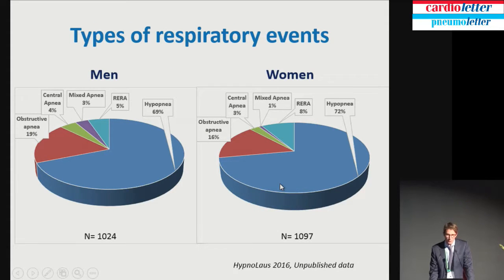Hypopnea definition is very important because you see here that the largest proportion of the respiratory events that we score are hypopnea, and only a minority is apnea. And when we compare men and women, it's also interesting to see that women have more hypopnea and respiratory effort-related arousal, which is a mild form of hypopnea, compared with men who have more full apnea. So it's a little bit different between the genders.